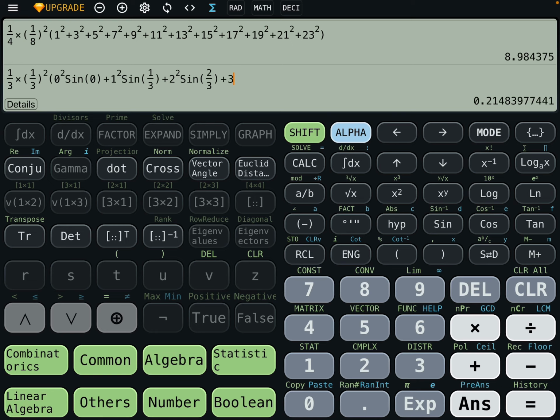Plus 3 squared sine 3/3. Doing that every time, forgetting that arrow there. Plus 4 squared sine 4/3, plus 5 squared sine 5/3.